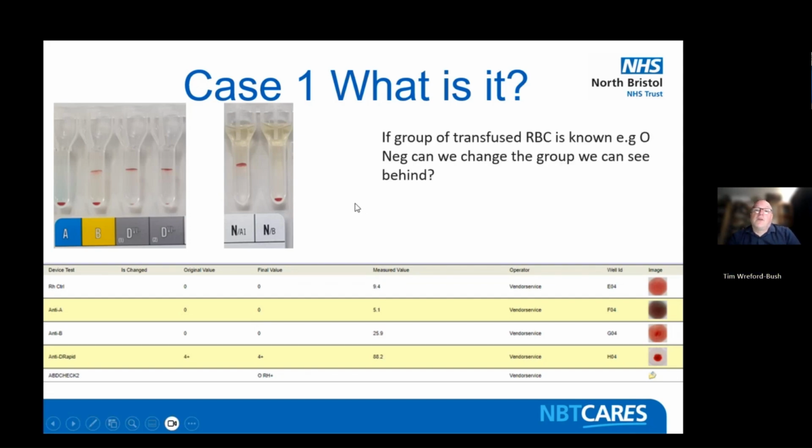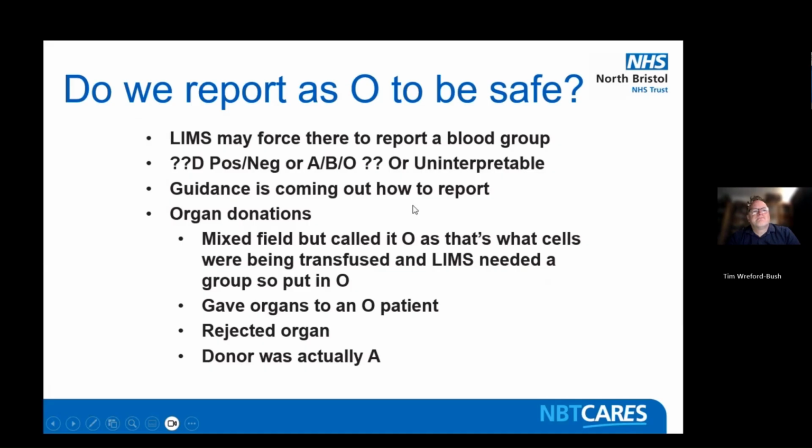Okay. So if the group of transfused RBC is known, e.g. O neg, can we change the group we can see behind it? So that's a good question. How do you report that? One big question is, do we report it as O to be safe? I'm just having a quick look at the time. Okay, we're doing all right.